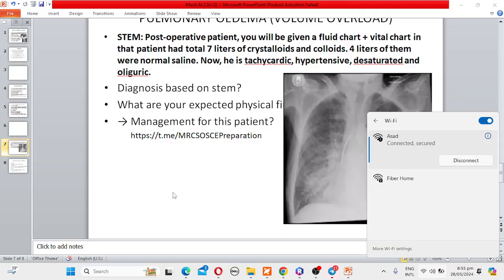Because this patient... this patient. Okay, you know this. Yes, sir. I know this because this patient is post-operative. Very good. 24 to 48 hours stress response.